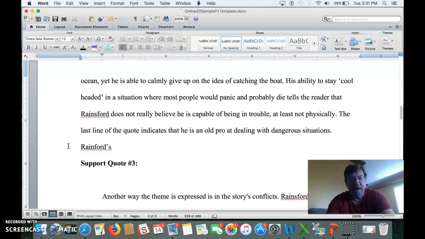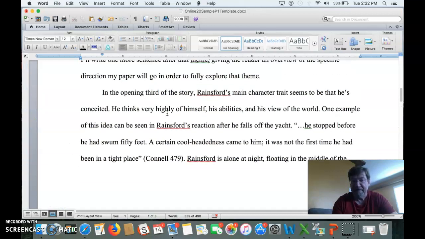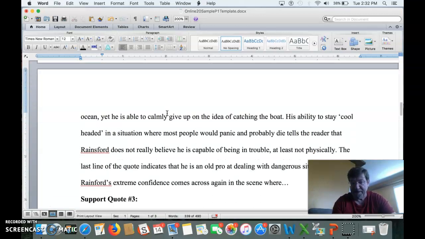Rainsford's extreme confidence comes across again in the scene where... and I'll continue. I'll tell you what the scene is, and then I will give you the quote, and then I will write about why it's a good quote, etc. And I'll do that for at least 3 quotes, and that will be this full paragraph. And notice my paragraph's getting longer. If you're writing a short paragraph, then probably you're doing something wrong.